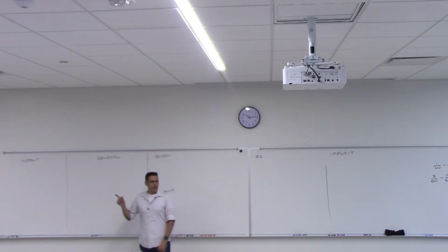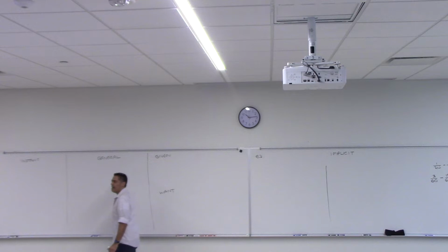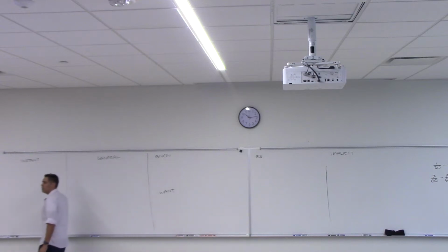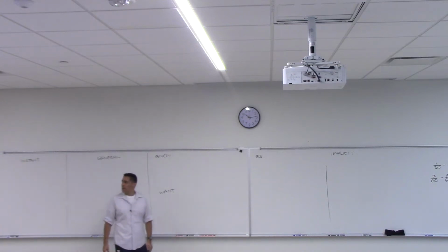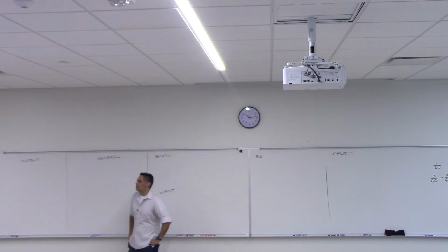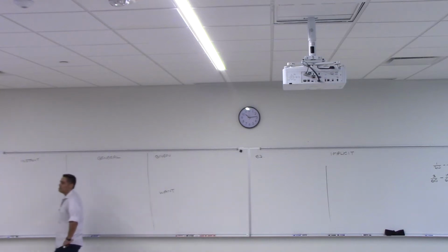So can you all read it? Yeah? Can you all see that? So at 2 p.m., ship A is 60 miles east of ship B. Ship A is sailing north at 15 miles per hour. Ship B is sailing south. Oh, this is north and south? Okay, yeah, that'll work. How fast is the distance between them increasing at 5 p.m.?